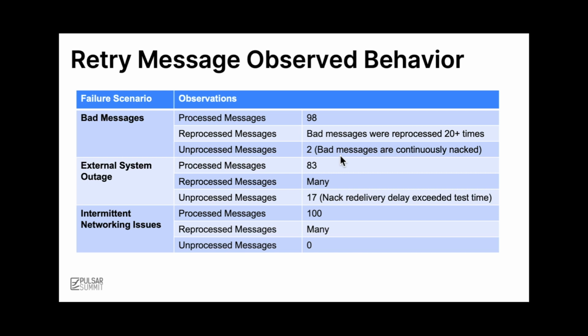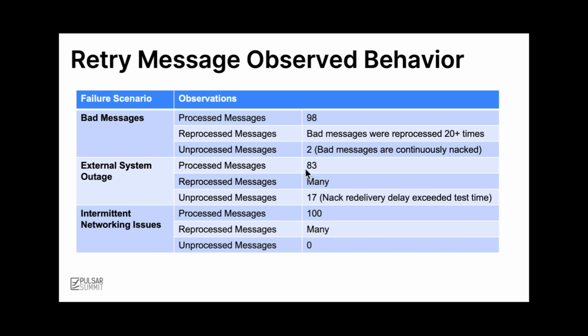The two bad messages were continuously nacked though, right? So they bounce back over a period of 5 minutes. The two bad messages that could never be resolved were continuously sent back and forth, ping-ponged 20 plus times each. They were bad messages, and they were continuously nacked, and so eventually I had to stop it. It would never have resolved in that queue.